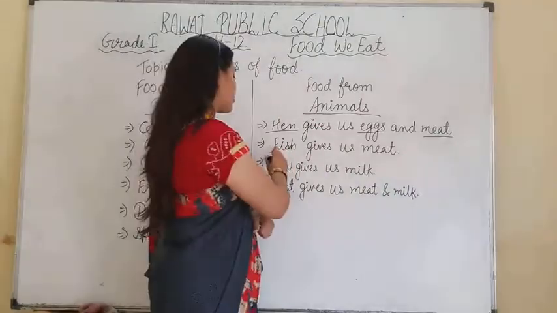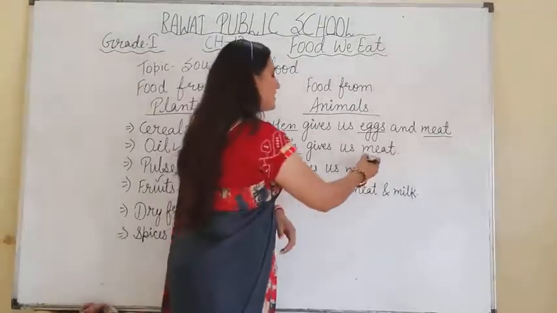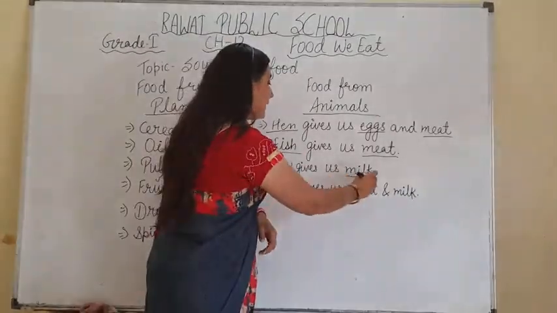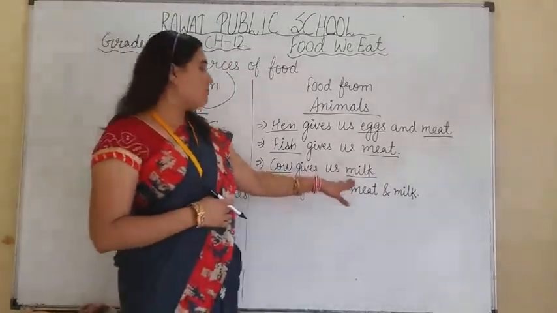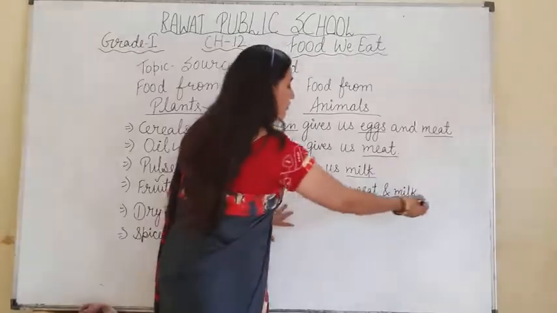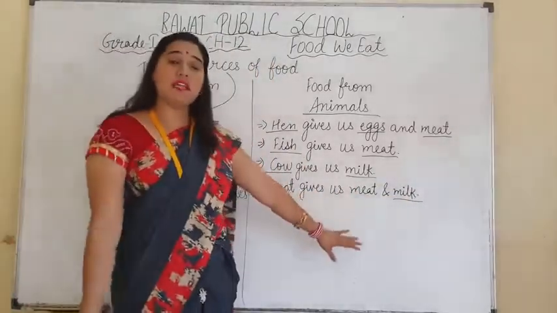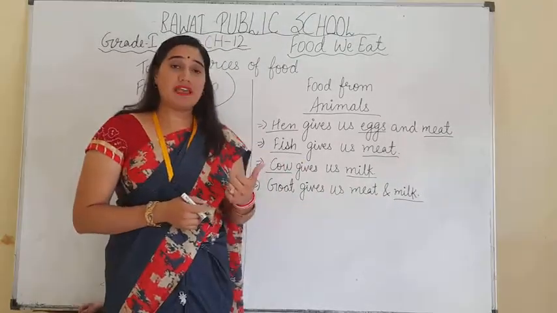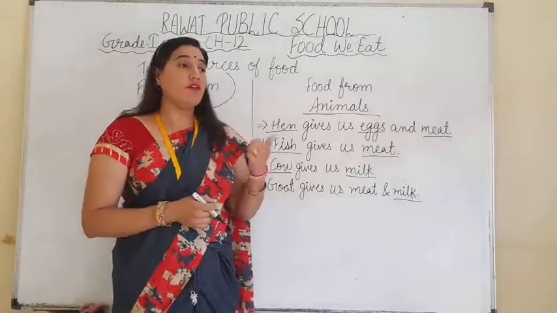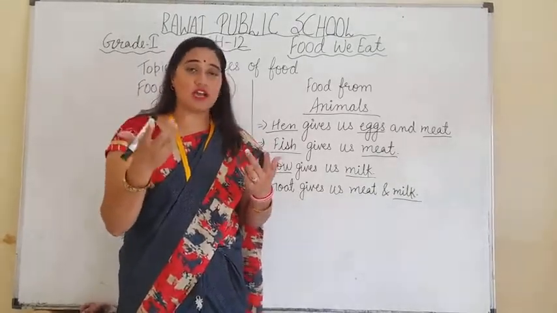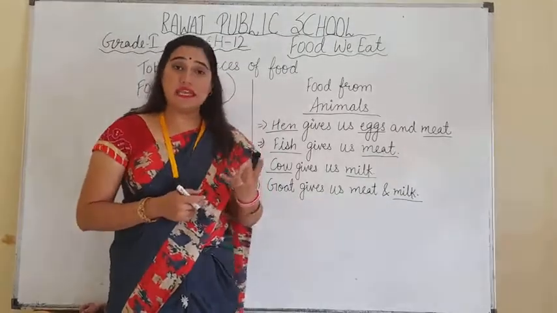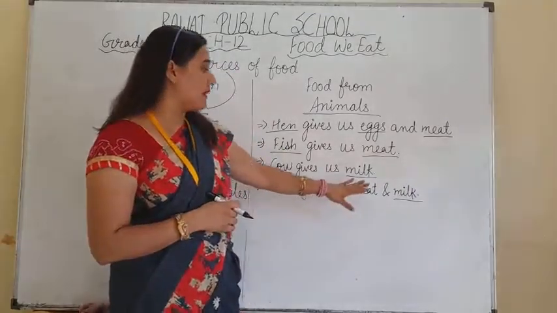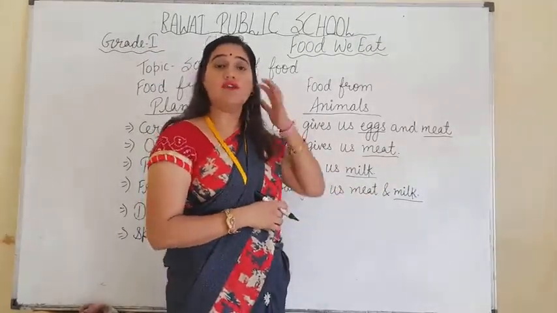Second, we talk about fish. Fish also gives us meat. We can eat the meat of fish. Cow gives us milk. That is a very important part. We get milk from cow and we also get milk from goat. We can use this milk to get milk products. What kinds of milk products do we have? We make cheese, butter, buttermilk, chaat, which I told you about, curd, paneer, ghee. So many different types of things come from milk. We can use milk to make all these kinds of food items.